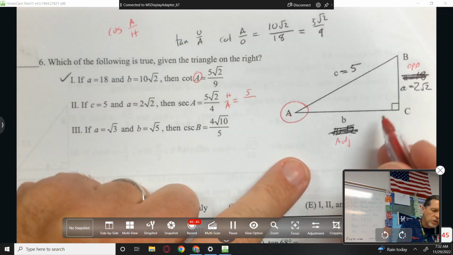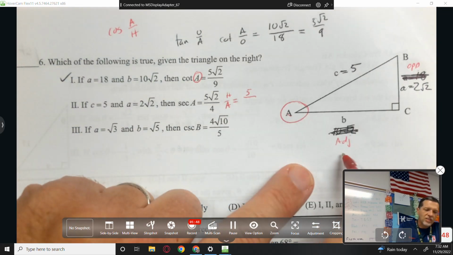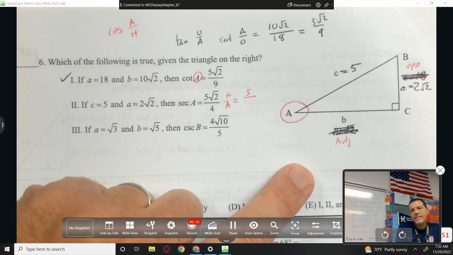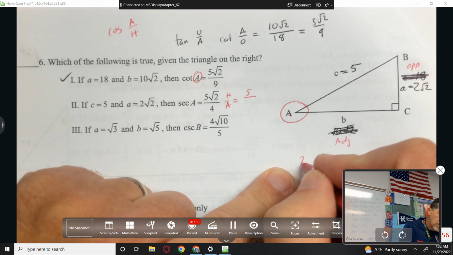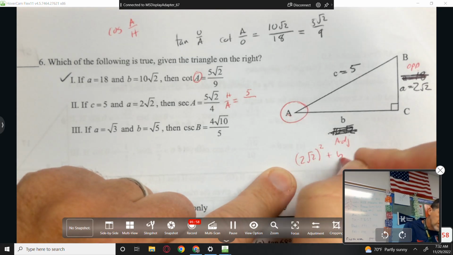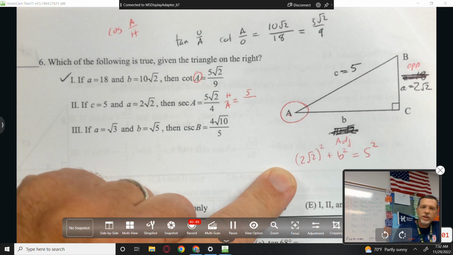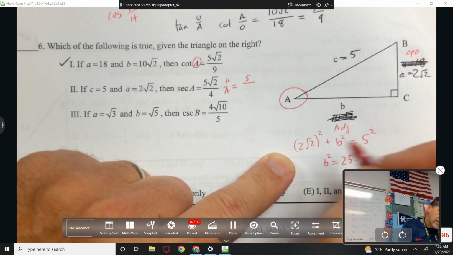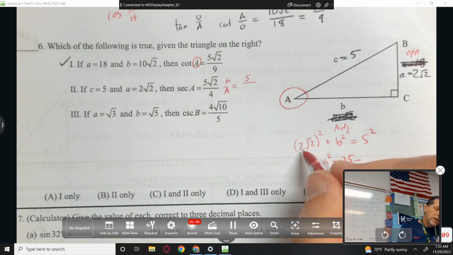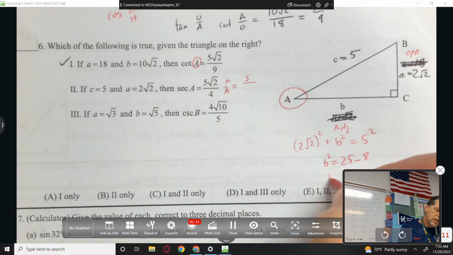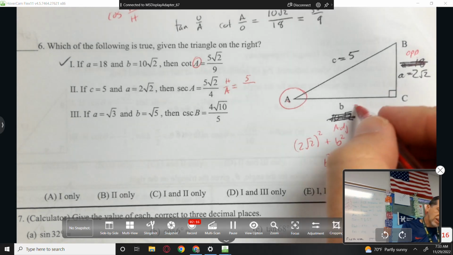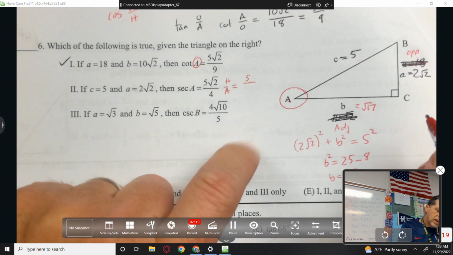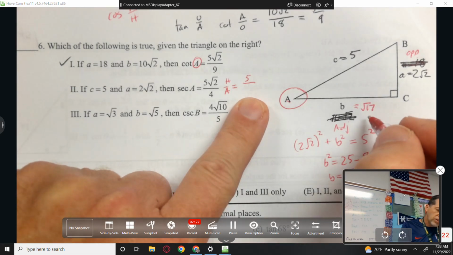Adjacent, I don't know. So what do I have to do to find the adjacent side? I know two sides. Yeah, Pythagorean theorem. So 2 root 2 squared plus b squared equals 5 squared. So 25 minus 2 root 2 squared, which would be 4 times 2 is 8. So b is the square root of 17. So adjacent is square root of 17.